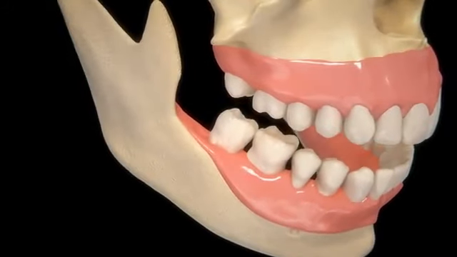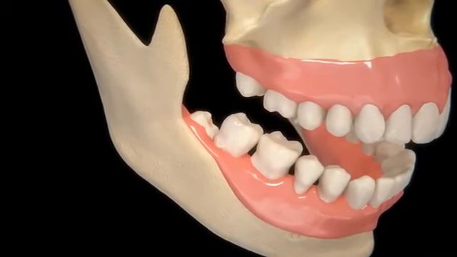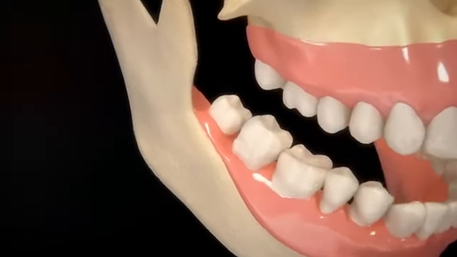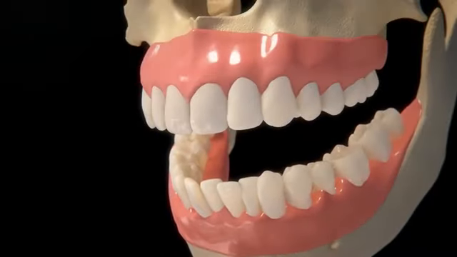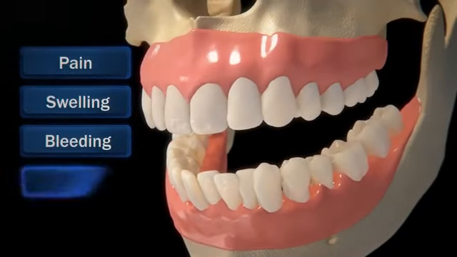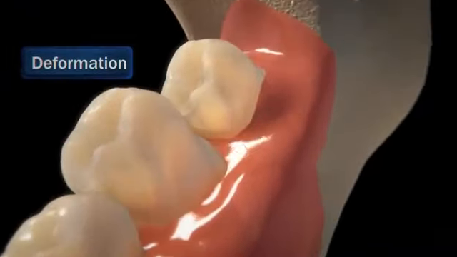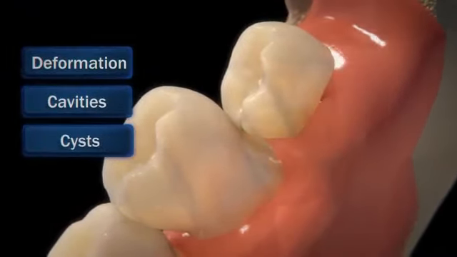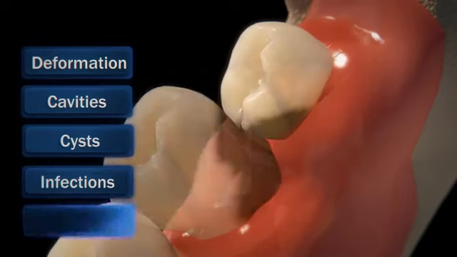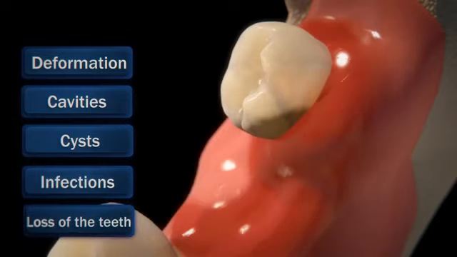Wisdom teeth do not always cause problems. However, if there is not enough space for them to grow, they could push against another tooth, causing not only great pain, swelling, bleeding, and bad breath, but also teeth crowding to the degree of causing deformation, cavities, cysts, infections, and in some cases, even the loss of teeth closest to them.